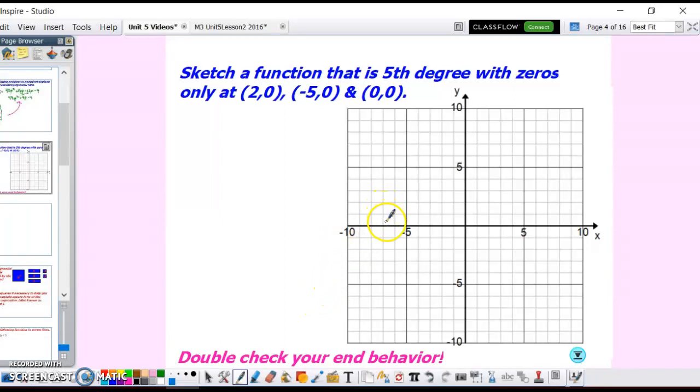Sketch a function that is fifth degree with zeros only at 2, -5, and 0. I'm going to start by putting my zeros on my x-axis: -5, 0, and 2.